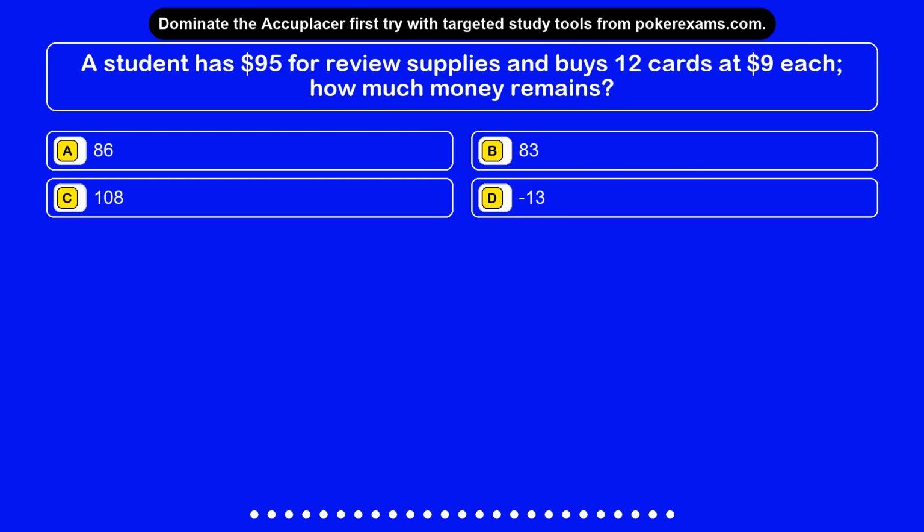Question 8. A student has $95 for review supplies and buys 12 cards at $9 each. How much money remains? Option A, 86. Option B, 83. Option C, 108. Option D, minus 13.